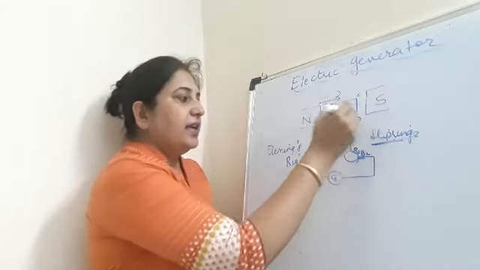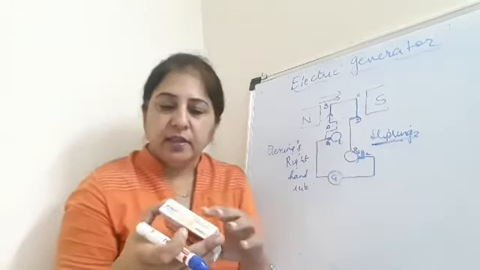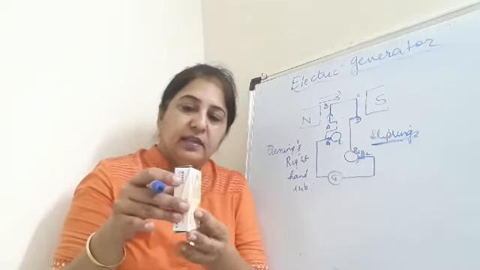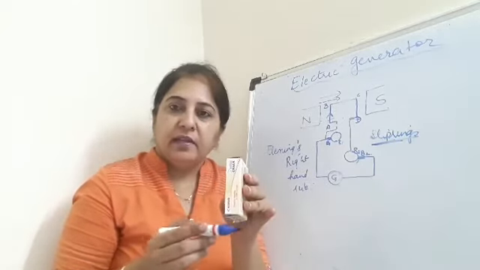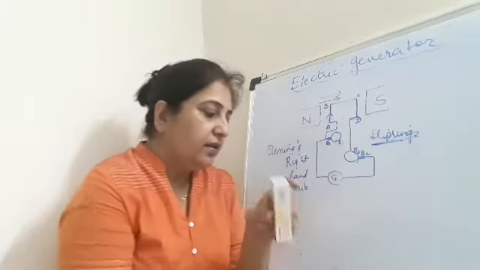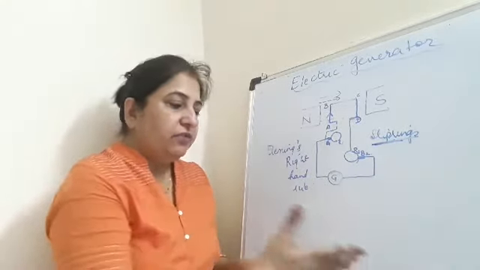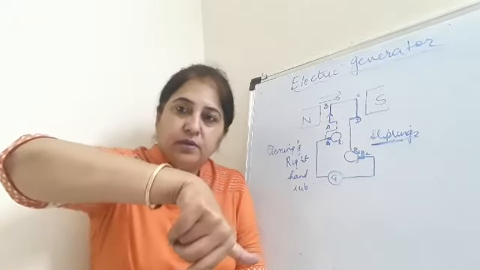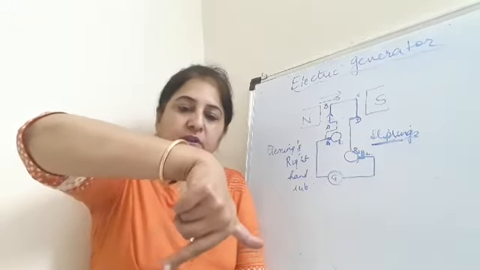Then CD. This CD, because the coil is rotating, AB is up, CD is down, right? The motion is like this. So again, when we apply the right hand rule on this part, that is the CD part of the coil, then if we again stretch the three fingers, the motion is not upward, but it is downward.